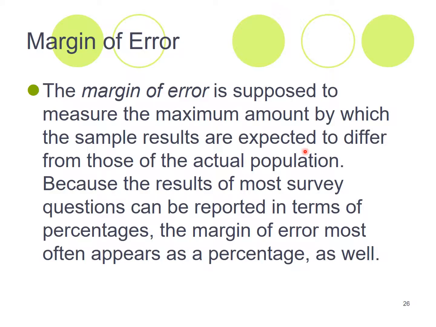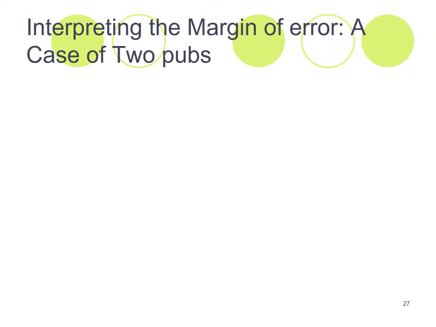The margin of error is supposed to measure the maximum amount by which the sample results are expected to differ from those of the actual population. Okay, so the amount that the sample will be different from the whole population. Because the results of most survey questions can be reported in terms of percentages, the margin of error most often appears as a percentage. This is the margin of error in action.